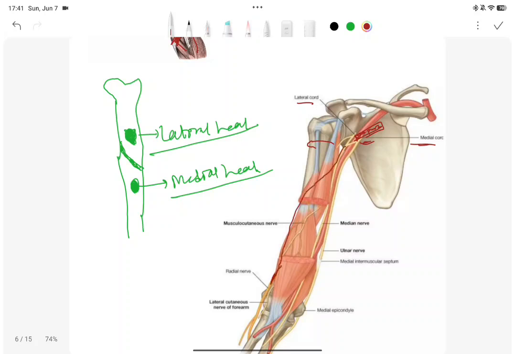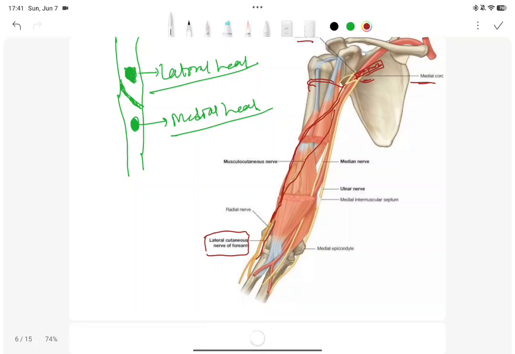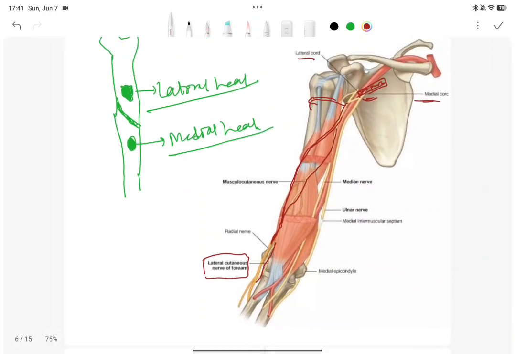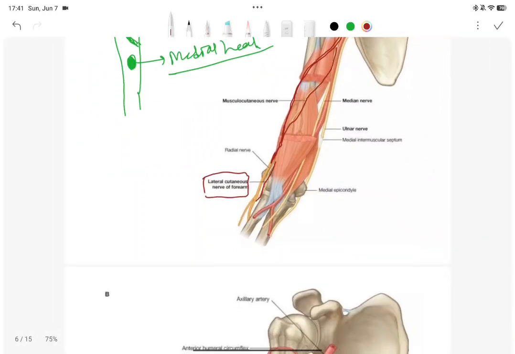Oh, this is the radial nerve. Okay, so it comes around like this, and the axillary nerve turns around like this. And the musculocutaneous nerve is the branch of the lateral cord. So you can see here, this is the musculocutaneous nerve, and this nerve terminates as the lateral cutaneous nerve of the forearm. So the musculocutaneous nerve supplies the anterior compartment of the arm, and it also supplies the cutaneous part, the lateral cutaneous part of the forearm, forming the lateral cutaneous nerve of the forearm.